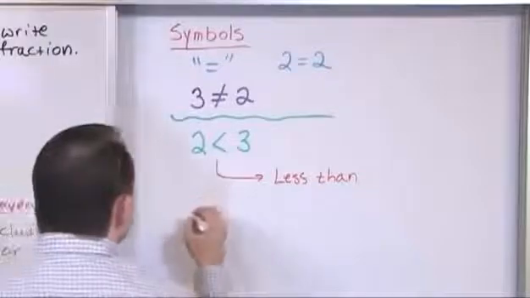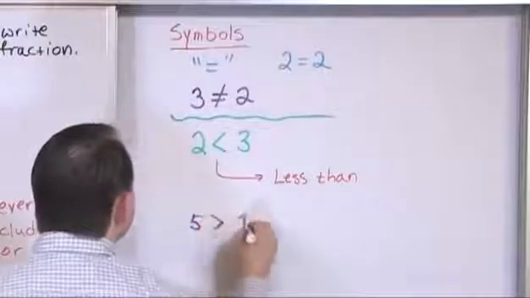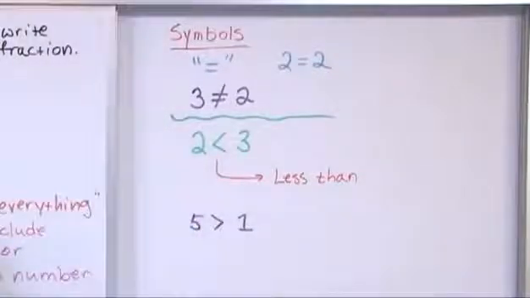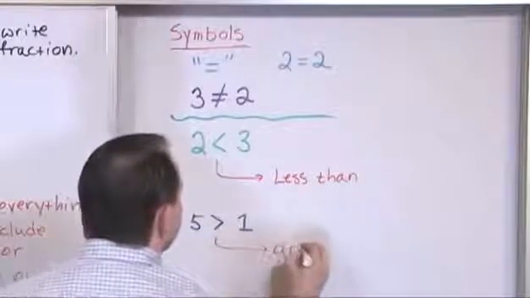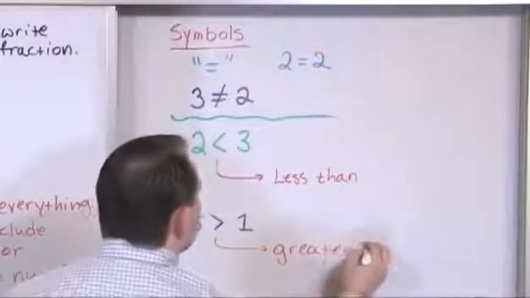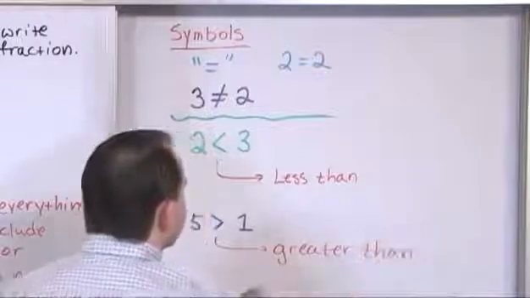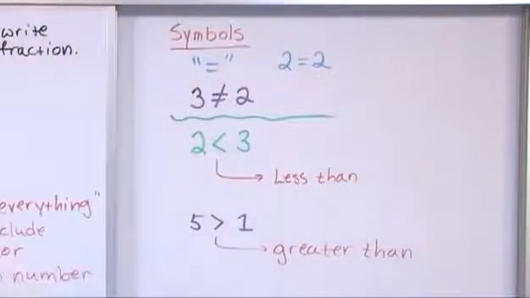Let's say the number 5 is greater than the number 1, which I know that you all know to be true. And we say that this symbol is the greater than symbol. It's the greater than symbol, which is exactly true. There's nothing wrong with that.